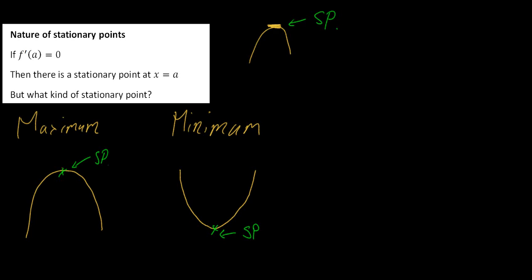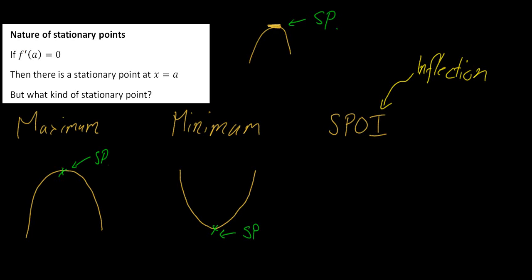Well, I'm sure you've come across what we call a stationary point of inflection as well. And just so we're not confused with POI as a point of intersection, this I over here means inflection. And of course, the S and P means stationary point.